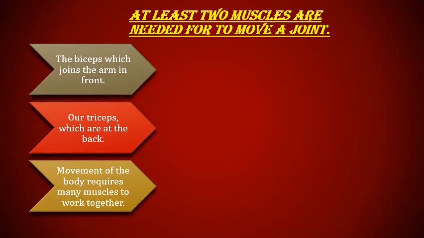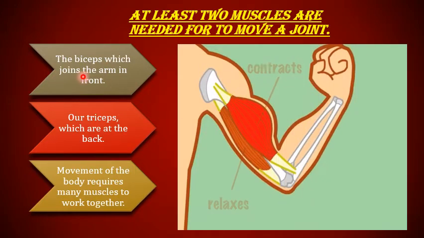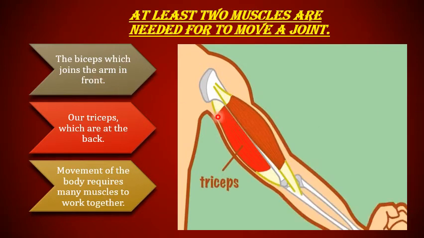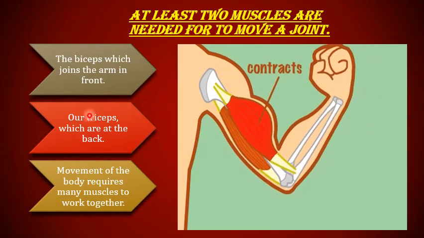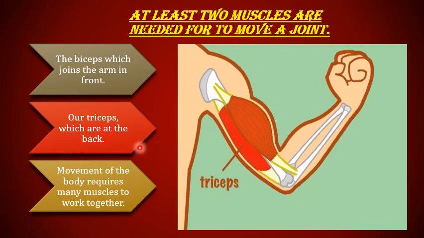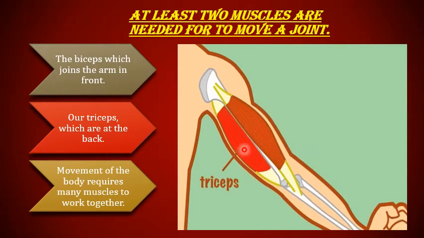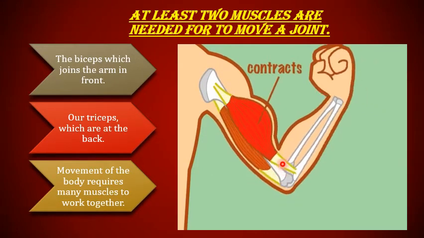As we have discussed earlier, at least two muscles are needed to move a joint. So here is an example, and that is the example of biceps and triceps muscles. Here you can observe the biceps, which joins the arm in front. For example, this is on the upper side, so that is the biceps, and our triceps are at the back. So when we move our joint, both of these work together.